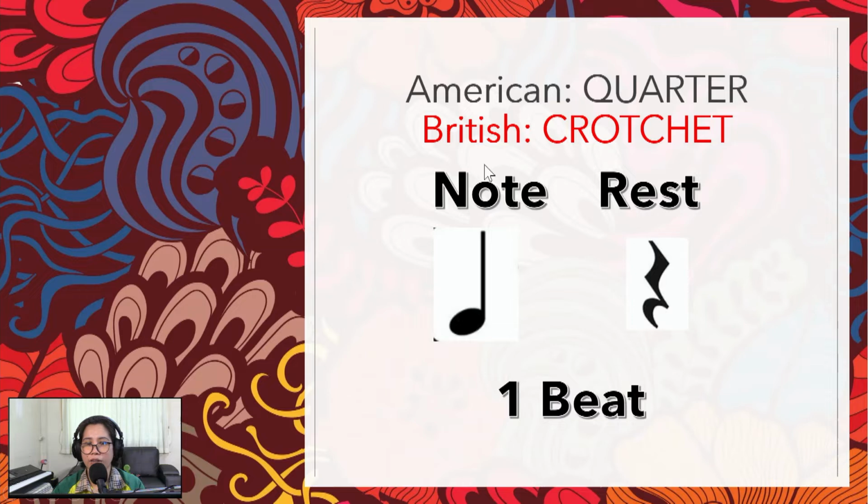This one they call the quarter note in American. The American name is quarter note. This one, look at that, it's a black note. And it's also called quarter rest. And in British, they call it the crotchet note and the crotchet rest, which has 1 beat. So you play this note for 1 beat or you rest for 1 beat as well. So remember this. Moving on.